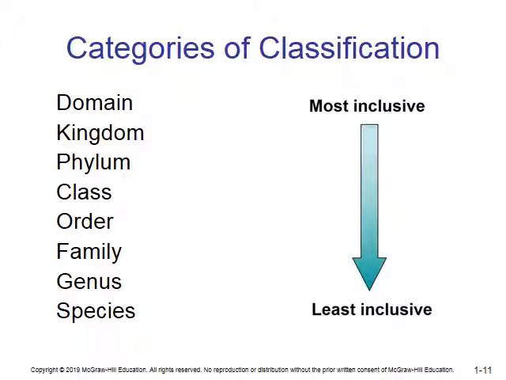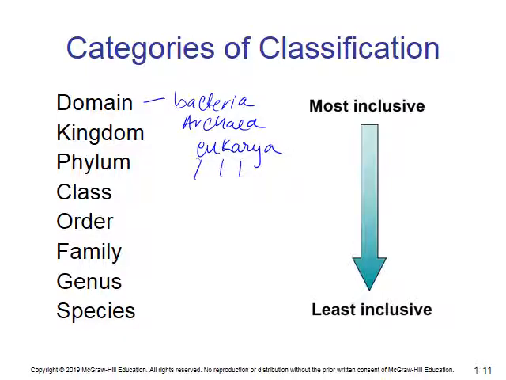So here are the categories of classification. So domain, remember that was bacteria, archaea, and eukarya, right? And then under eukarya, we had the 4 kingdoms. So again, they're trying to do most inclusive, least inclusive. So domain is the biggest umbrella that we have. And then we can do subcategories.